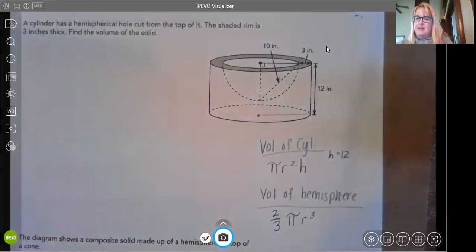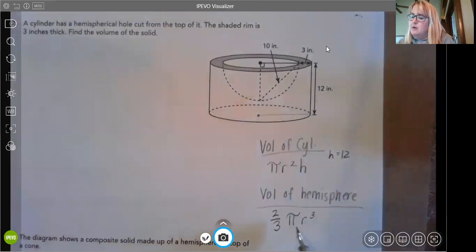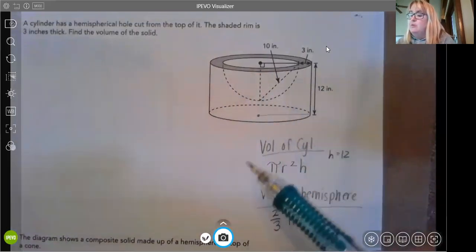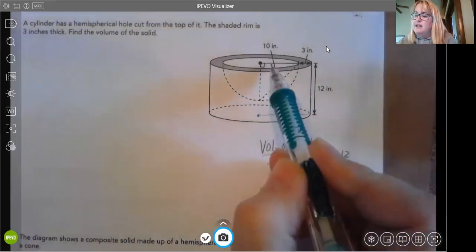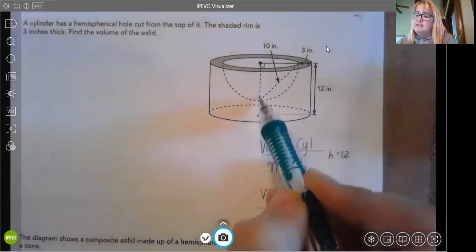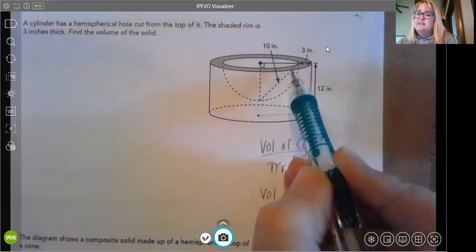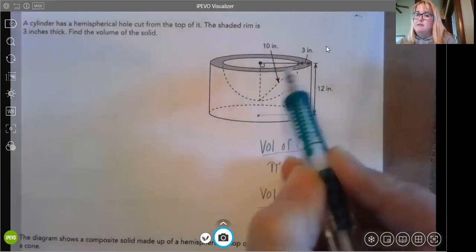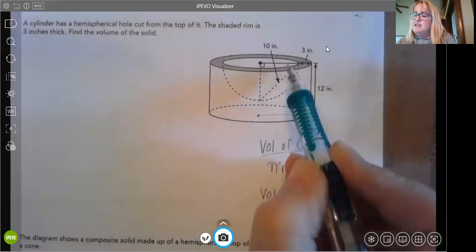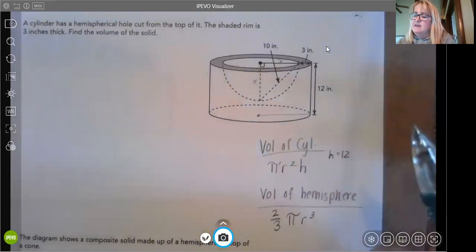All right, let's look at the hemisphere. The hemisphere, that's this part. Do we know pi, the radius? Well, no, we don't know the radius. But if you look at this, here's the radius, here's another radius, and then this we know is 10 inches. Now the nice thing is this and this are the same thing. So if this is x, then this is x.